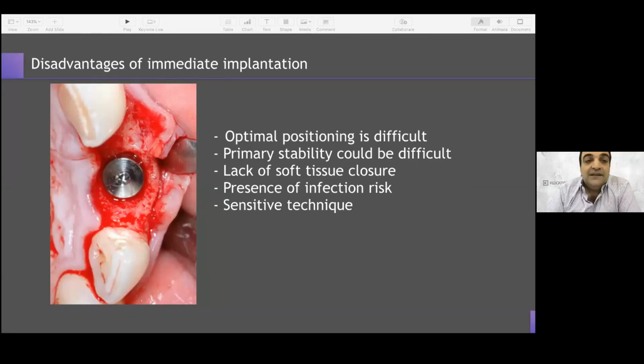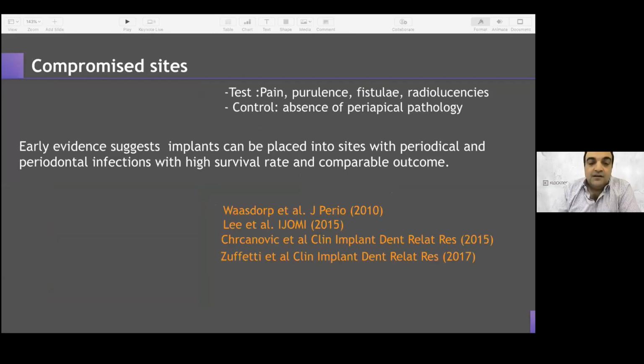The disadvantages of immediate implantation: optimal positioning is difficult, primary stability could be difficult, lack of soft tissue closure, presence of infection risk, and we are going to talk about it later, and still it's a sensitive technique. What about compromised sites?